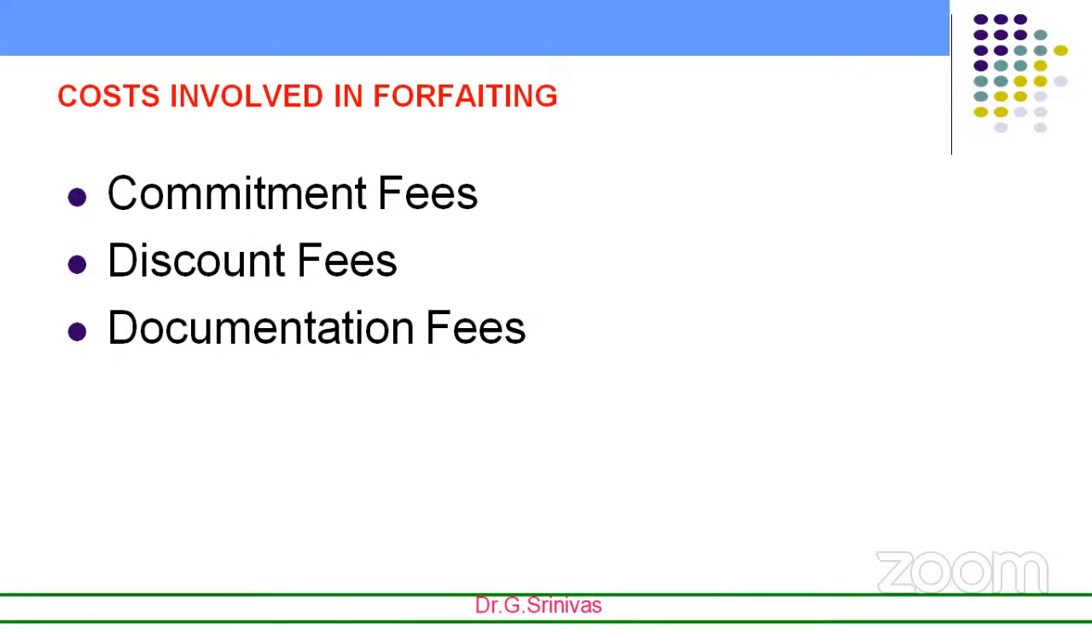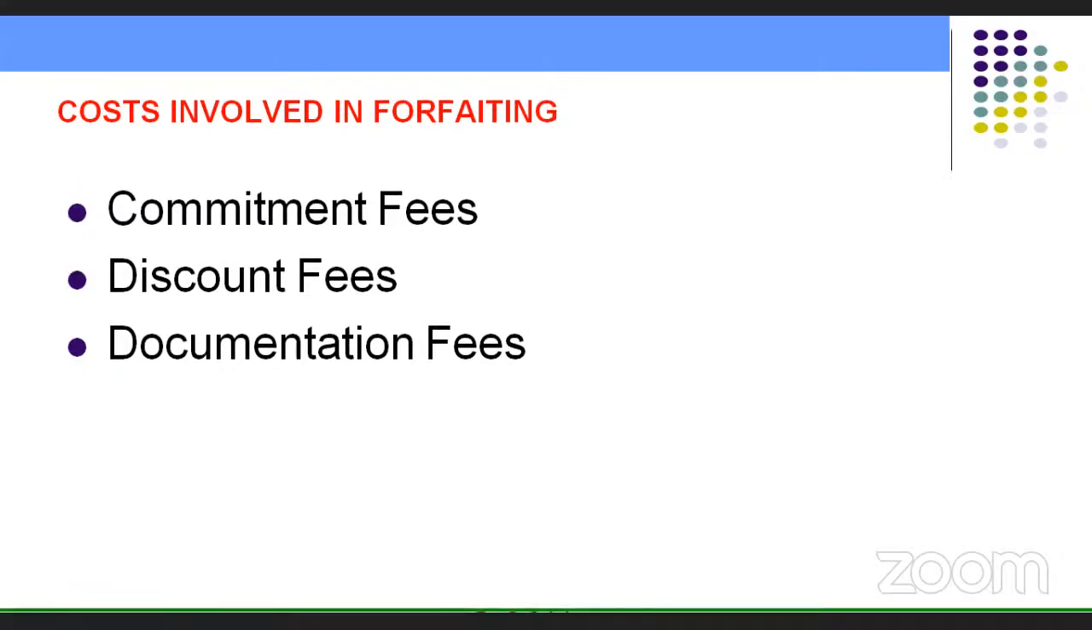So what do you mean by commitment fees? What do you mean by documentation fees? And what do you mean by discount fees? See, commitment fees. The forfeiting agency will charge the exporter a commitment fee for the commitment made to discount at a specific rate within a specific period for an export transaction, ranging between 0.5 to 1.5% per annum. This commitment fee is computed on the commitment amount provided, irrespective of the amount of exports made. Right? So this is the commitment fee.